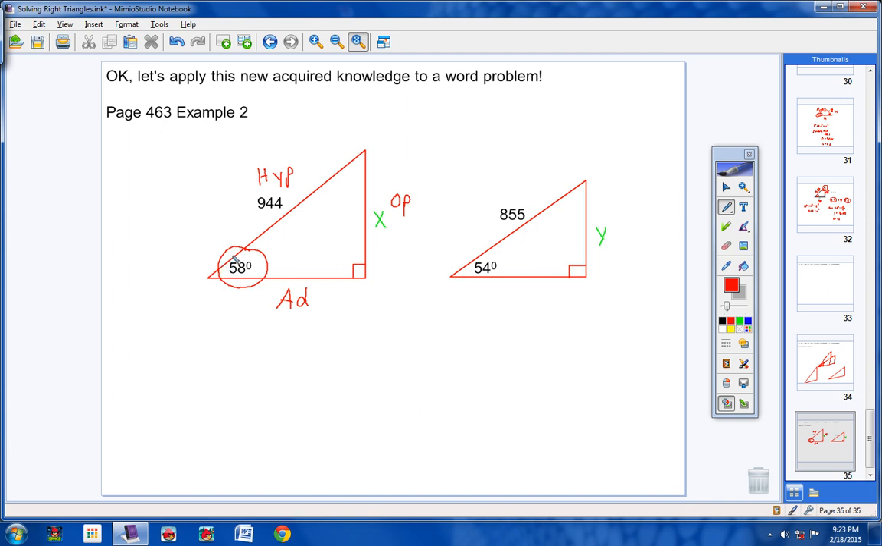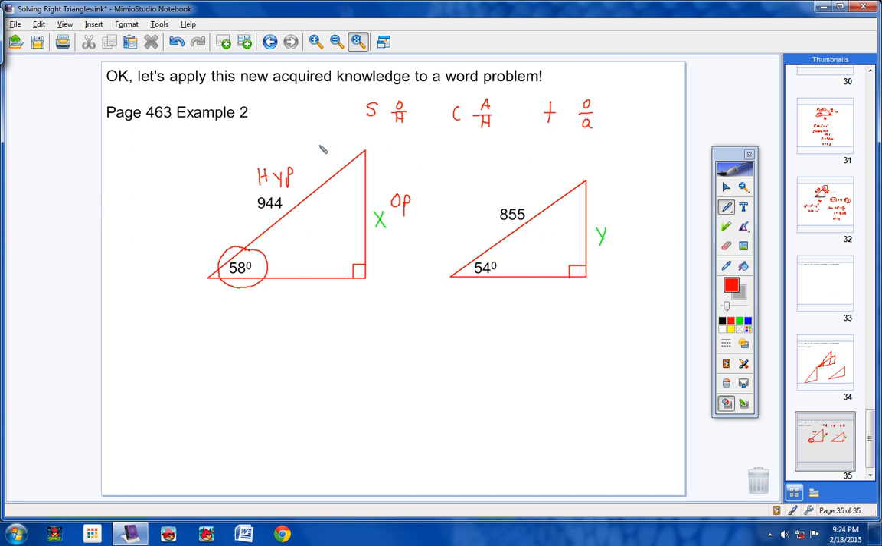So students, having said that, I'm dealing with two sides. Opposite. Why opposite? Because that's the side I'm looking for. Hypotenuse. Why hypotenuse? Because that's one of the sides I know. I need one side I don't know and one side that I do know. So, with this in mind, here are my trig ratios. Sine is opposite over hypotenuse. Cosine is adjacent over hypotenuse. Tangent is opposite over adjacent.